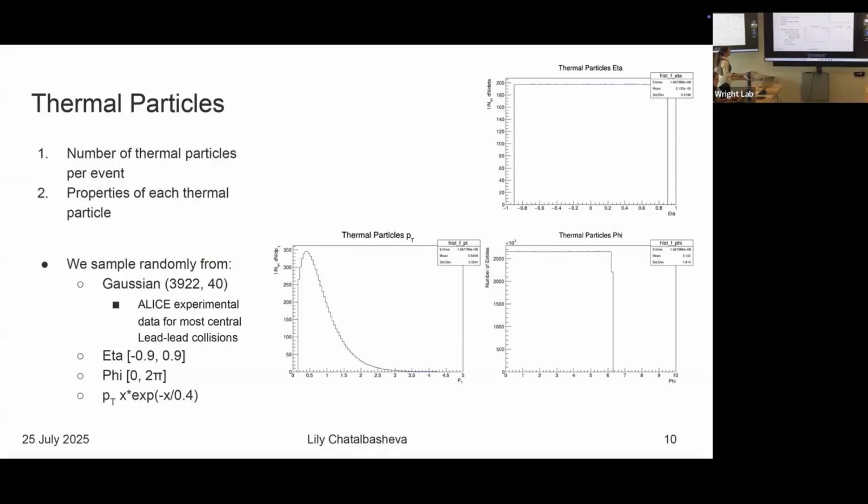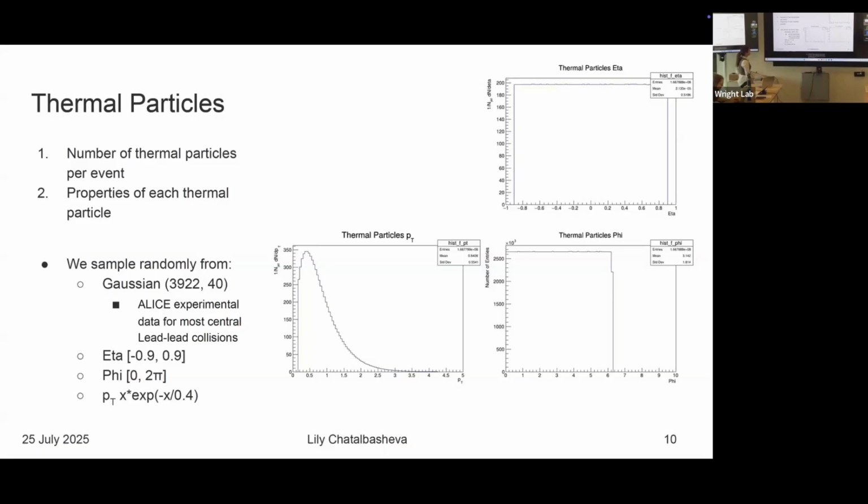Okay, so then we create our thermoparticles with certain distributions. First, for every event, we create a certain number of thermoparticles from a Gaussian distribution that we get from experimental data from ALICE, from lead-lead collisions. This is approximately with a mean of 4,000 and a standard deviation of 40. So basically every event has around 4,000 thermoparticles. And then the other distributions that we use to create our thermoparticles: an eta distribution between -0.9 and +0.9. It's a uniform distribution, as you can see, completely flat. A phi distribution from 0 to 2 pi, again, completely flat.